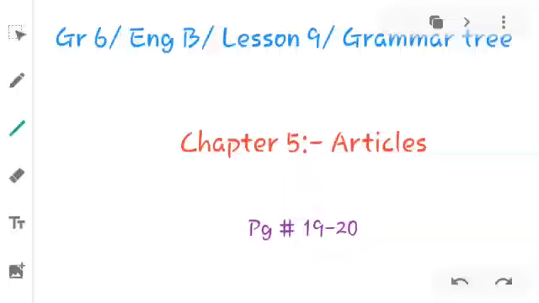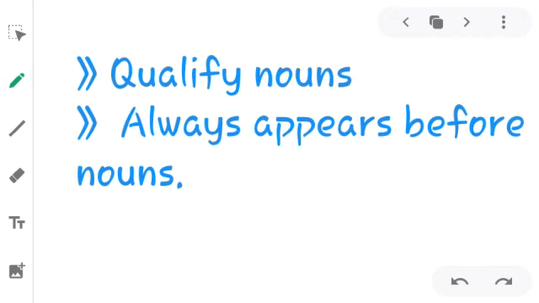Today we are going to study chapter number 5 of Grammar Tree, articles, page number 19 and 20. So let's get started. What are articles? Basically, articles qualify nouns and always appear before a noun. That means when we write a noun like I, professor, thousand, old, dozen, we can use an article before it to elaborate it, like a, an, and the.